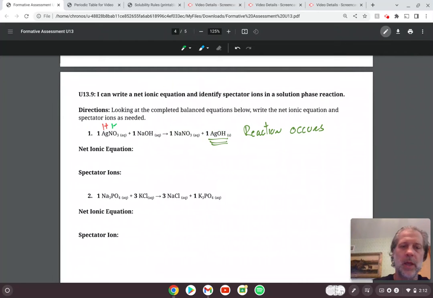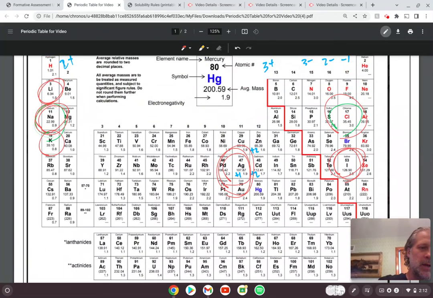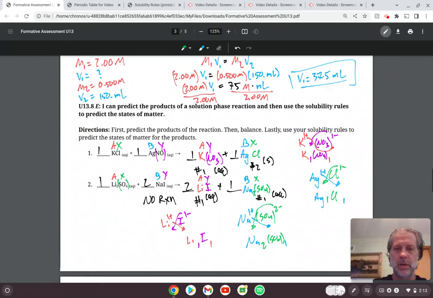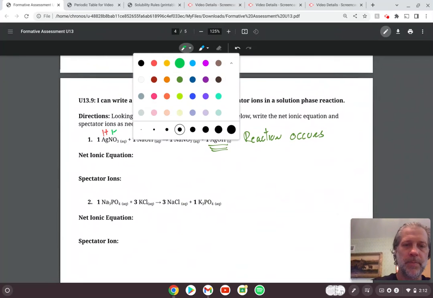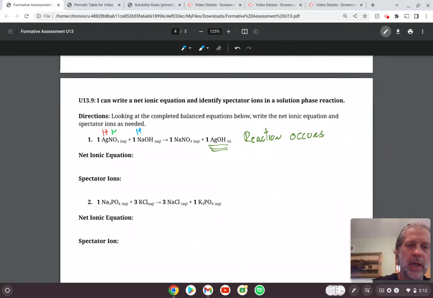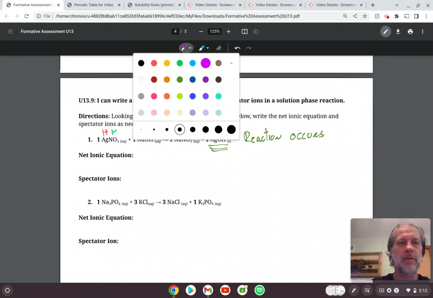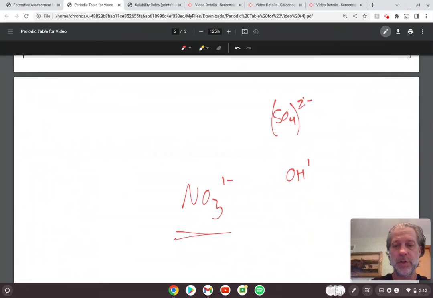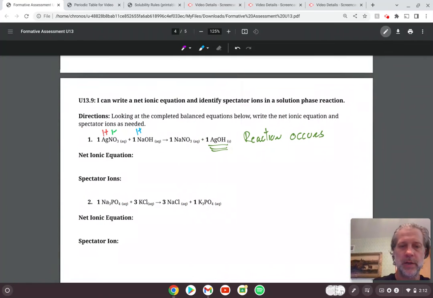And then sodium, if I go to the periodic table, we've seen already, it's going to fall in that first column, so that's going to be a +1 as well. And OH, we're going to take a look for. It's on the back of our periodic table. Oh, I forgot to grab the right periodic table, but it's OH, which is a -1. So in this case, OH is going to be a -1. So that's really critical and important for when I go ahead and write the net ionic equation.